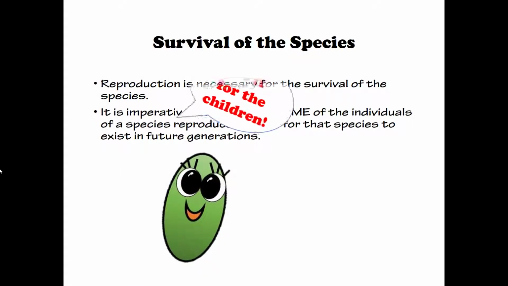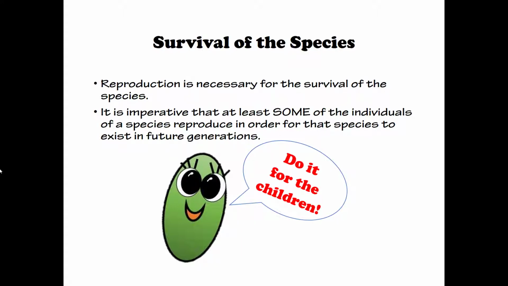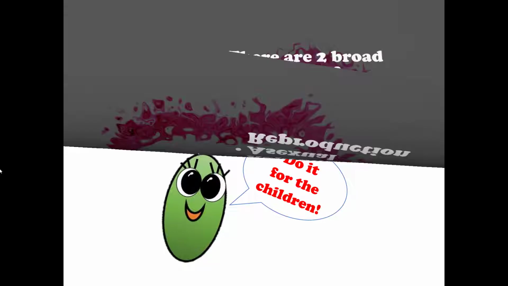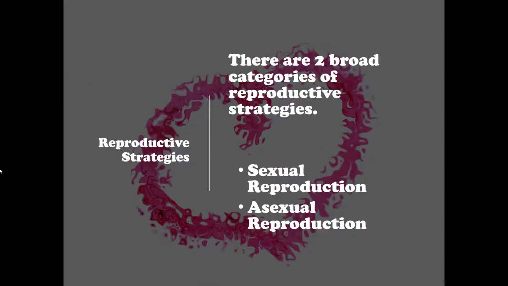Reproduction is necessary for the survival of the species. It is imperative that at least some of the individuals of a species reproduce in order for that species to exist in future generations. There are two broad categories of reproductive strategies: sexual reproduction and asexual reproduction.